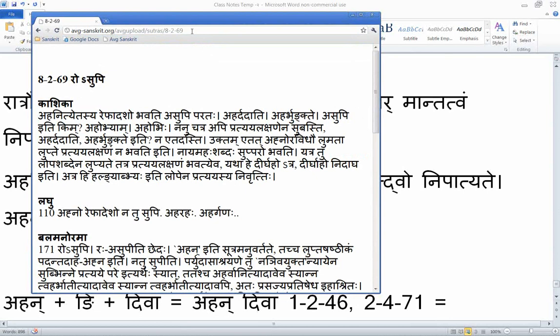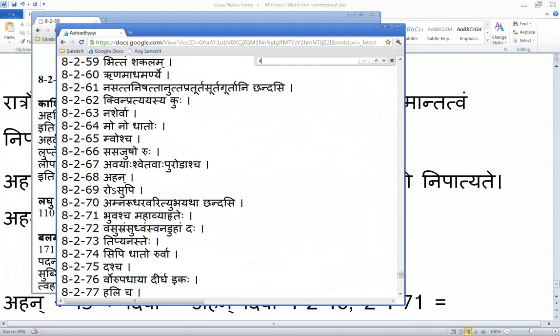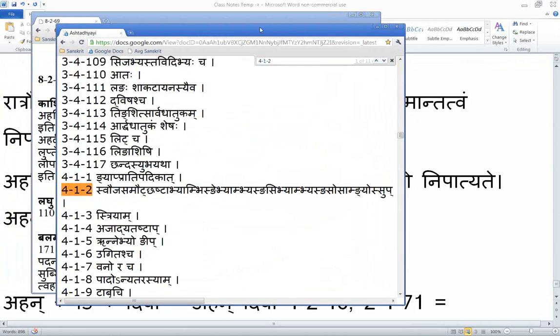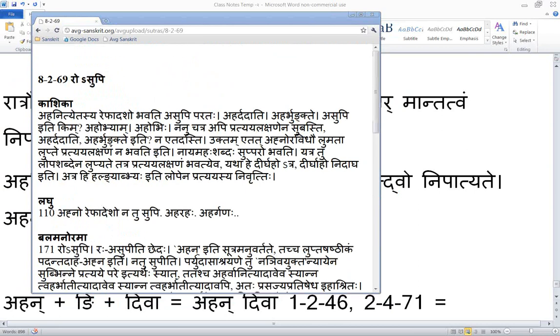How can ahan not have a sup with it? Because ahan is a pratipadikam, and therefore after any pratipadikam, by using 4.1.2, I mean su, etc., you have to get a pratyaya su, etc. So what does Panini mean when he says ros supi? Asupi, how is that possible? Katham sambhavati? Idam asupi iti na sambhavet.